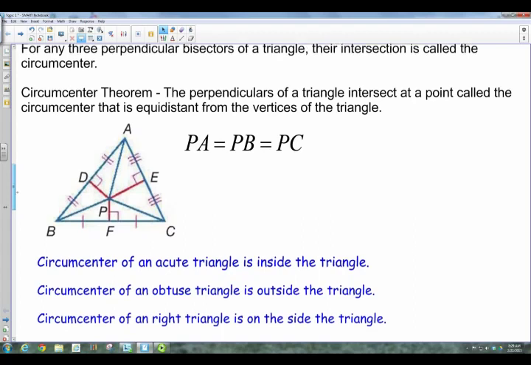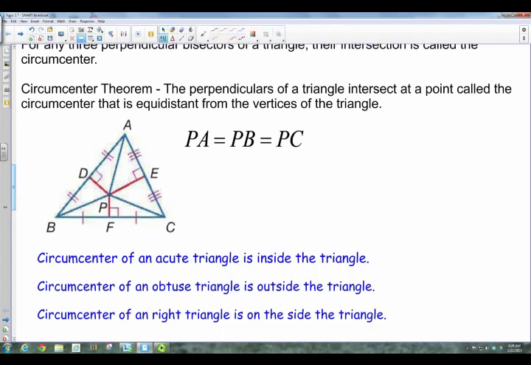Now, that leads us to the circumcenter theorem. The circumcenter theorem says the perpendicular bisectors of a triangle intersect at a point called the circumcenter, which we already talked about, and it is equidistant from the vertices. Look at my picture here. Right here is my circumcenter, the place where those perpendicular bisectors intersect. The lines that go from your circumcenter back to the vertices are all equal distance. So PA is equal to PB is equal to PC. And this is a theorem, so it's been proven.